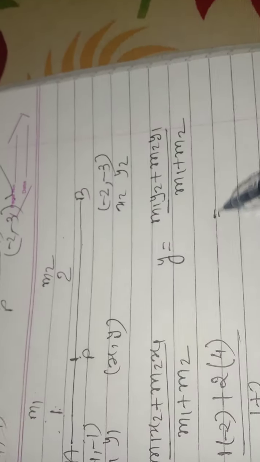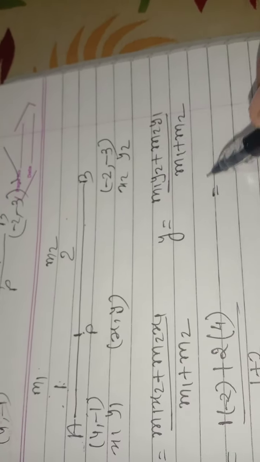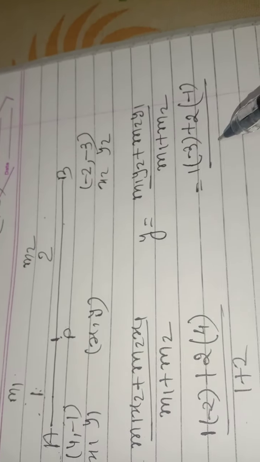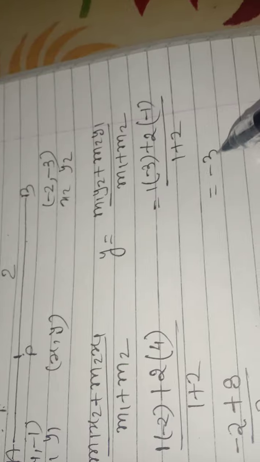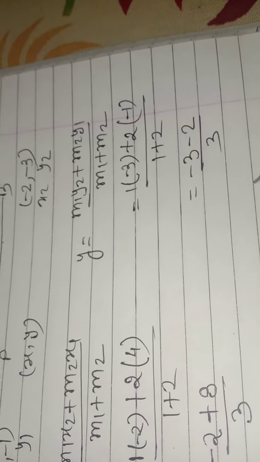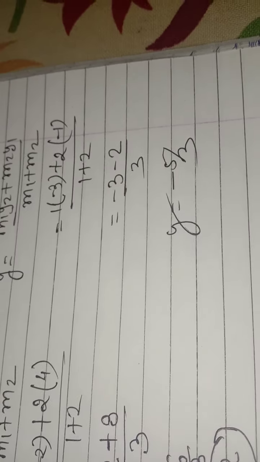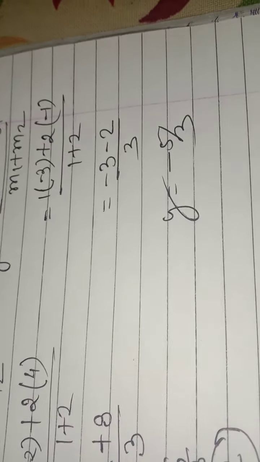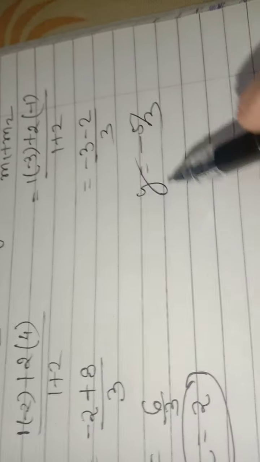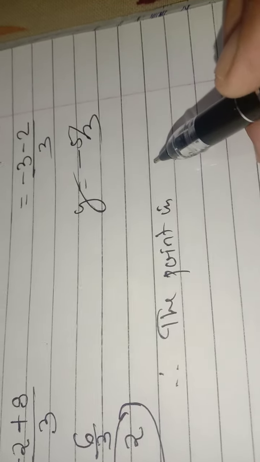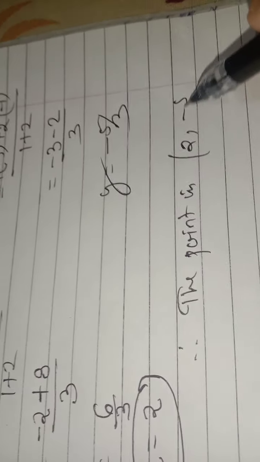Now put the values. M1 is 1 into y2. Y2 is given as minus 3. M2 is 2 and y1 is given as minus 1, upon 1 plus 2. So it is minus 3 minus 2 upon 3. So the answer is minus 5 by 3. The value of y we got as minus 5 by 3, and therefore the answer, the point, is (2, minus 5 by 3).